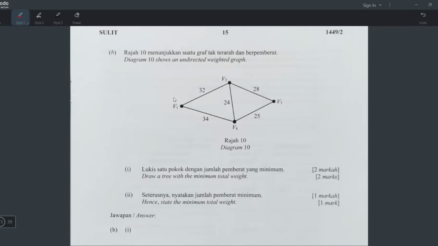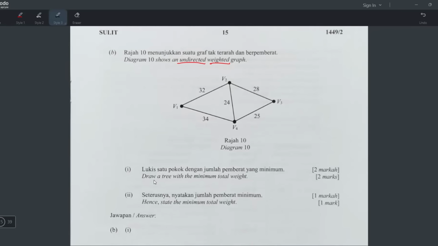Okay, there's still a B question. Diagram 10 shows an undirected weighted graph. Undirected means the graph has no direction, so it's not one way. And then weighted graph means the edges of the graph will be assigned a value. There will be a value for every edge. And usually the value will represent some information. Maybe distance, maybe price, maybe something else. So it will represent something.